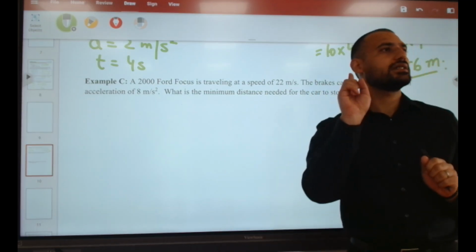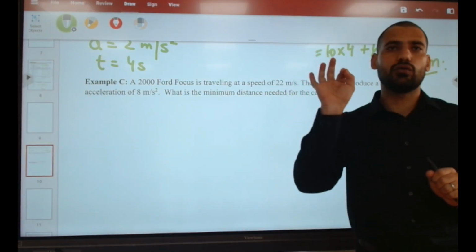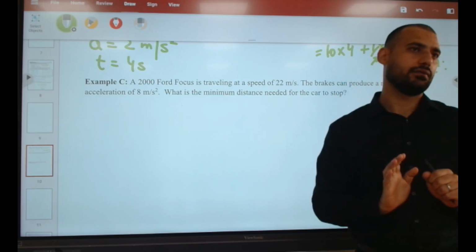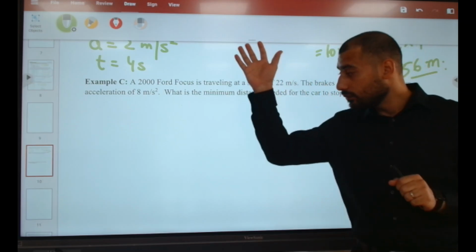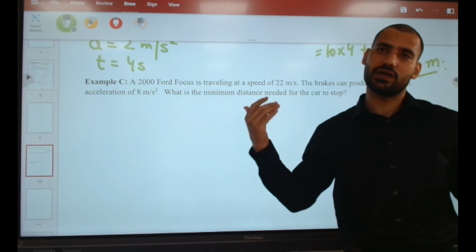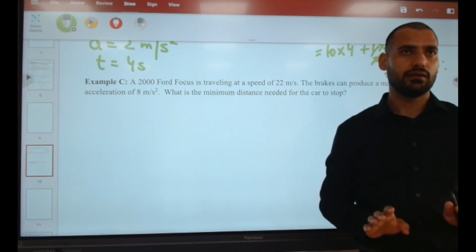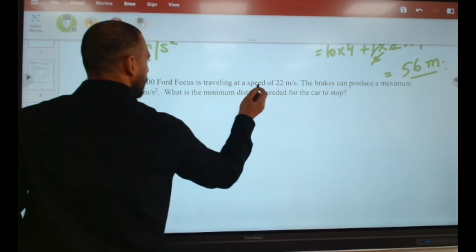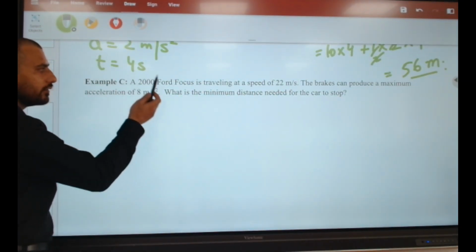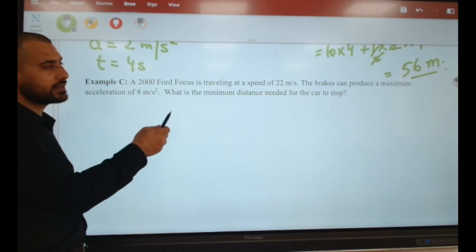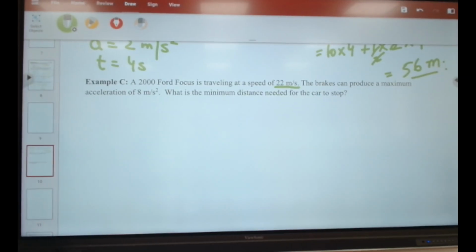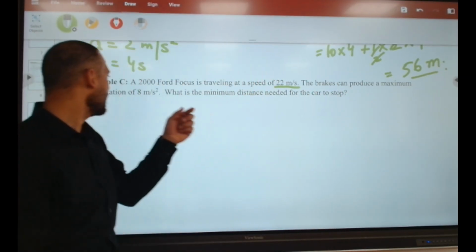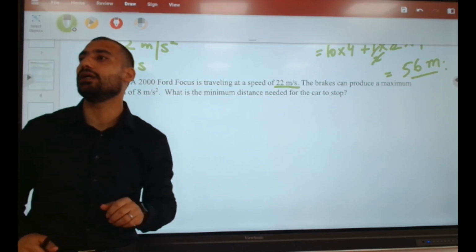What did I say? The first thing you need to do is write down what is given. Make it a habit. Physics always requires diagrammatic representations, and in particular when you talk about motion it is very important. Okay, so what is the question? A 2000 Ford Focus is traveling at a speed of 22 meters per second. What is the speed? 22.